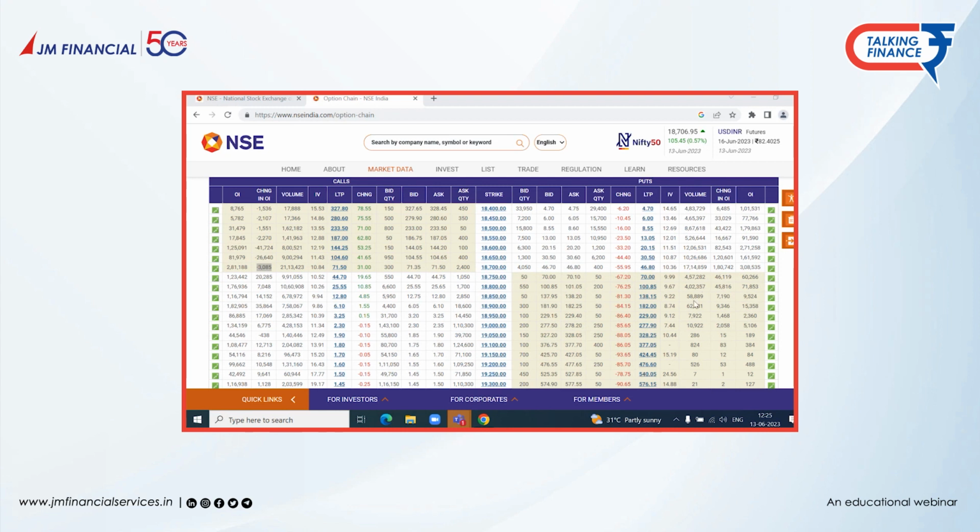So this is how your open interest and option chain is understood. Of course, there are a lot of other columns also you can see, such as volume, IV, but let's not complicate your first session of understanding the option chain. We are going to keep it very simple.